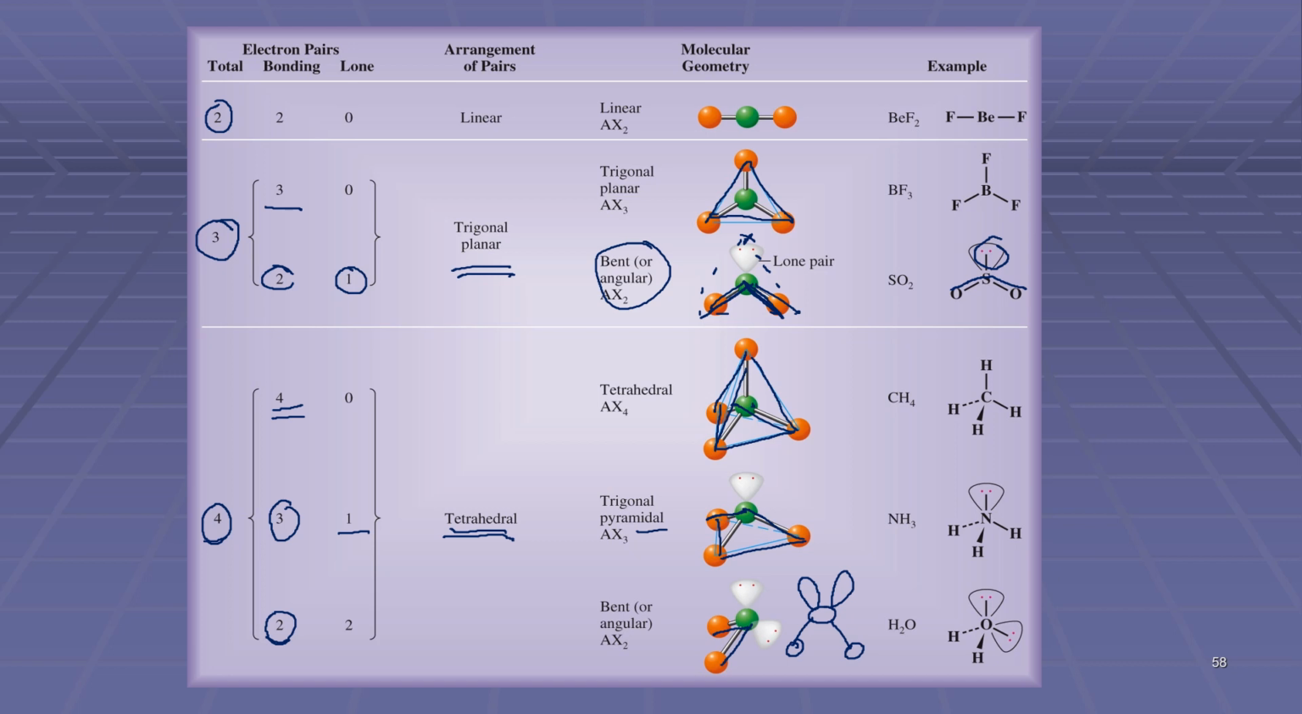So now we're drilling down. If I say what's the domain shape, it would be 2 is linear, 3 is trigonal planar, 4 is tetrahedral. But then if I say what's the molecular shape, then we drill down and we have to know how many. So there's 4 domains, how many are bonding, how many are non-bonding, and we get these shapes.